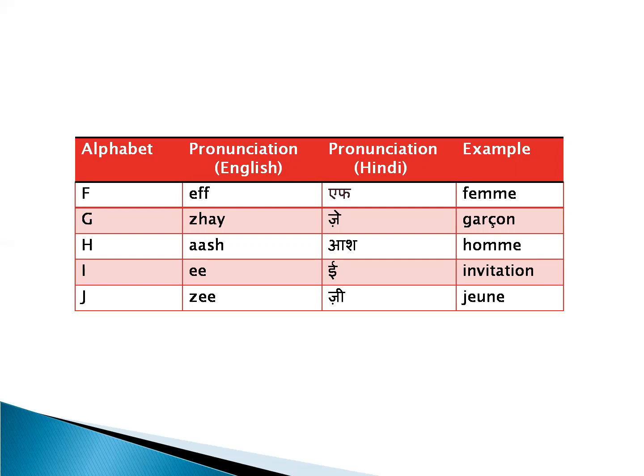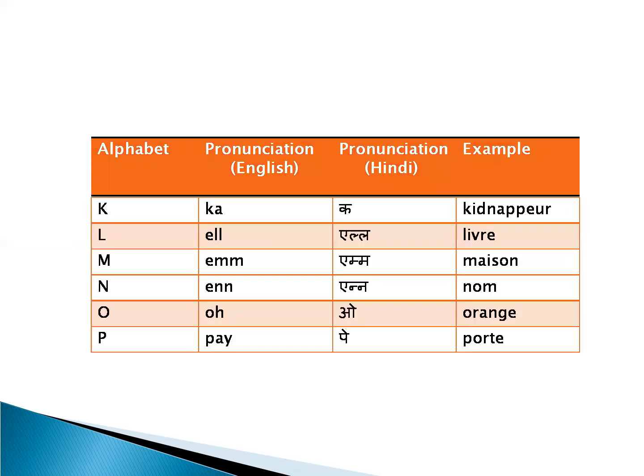The next alphabet is I, which is E. Okay. And one example is invitation. Invitation. I-N is A. Okay. And invitation means an invitation. The next letter which we have is J. And as already said, J will be pronounced as G. Very good. So it is G. And one example is jeune. Jeune means young. Okay. Next we have K.